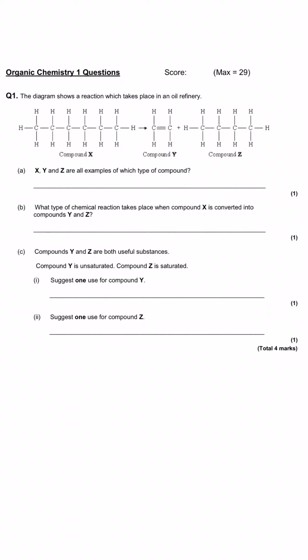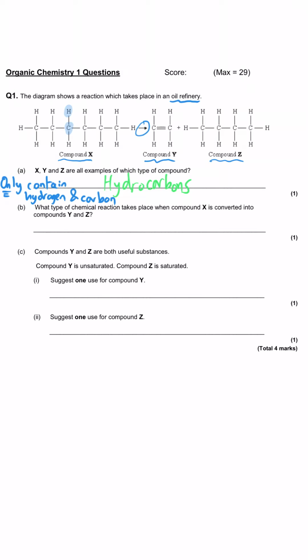This first question is about a chemical reaction that takes place in an oil refinery. As you can see from the question, we've got compound X on the left-hand side, and there's an arrow to show the change, changes into compound Y and compound Z. And then we're told that X, Y, and Z are all examples of which type of compound? Well, what you can see from the diagram is that there are atoms of H, which is hydrogen, and atoms of C, which is carbon, and these compounds, which only contain hydrogen and carbon, are known as hydrocarbons.